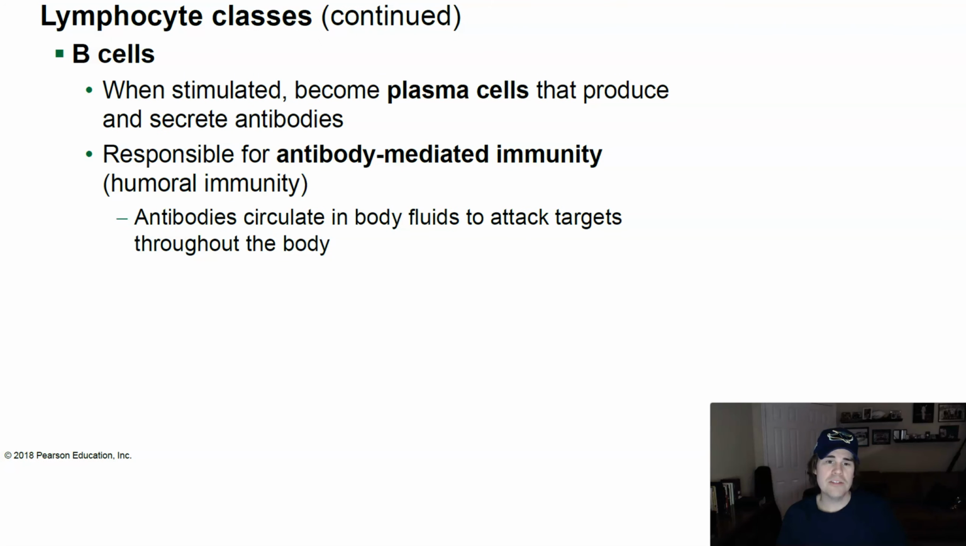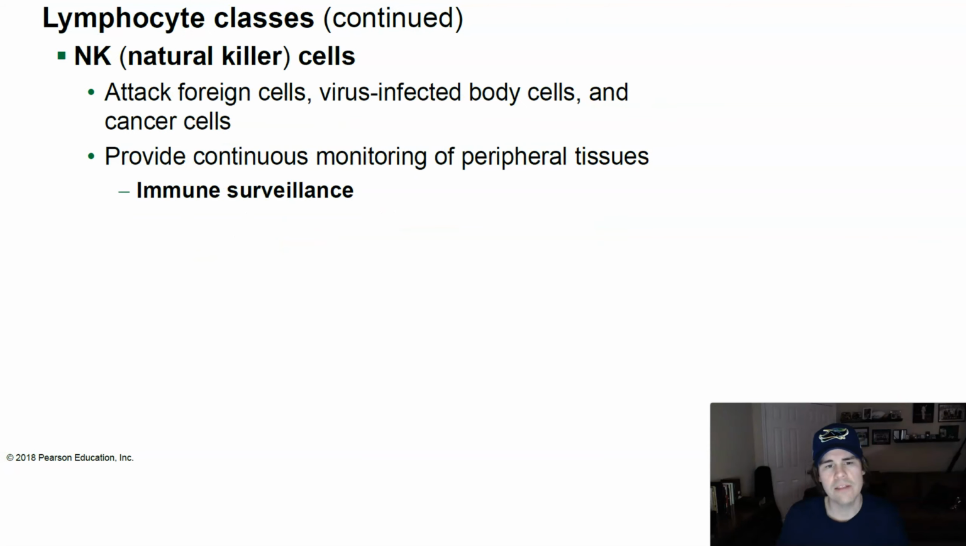As far as B cells go, they become plasma cells that produce and secrete antibodies. Antibodies are proteins that stick to foreign substances. They circulate in fluids to attack targets throughout the body. And then natural killer cells attack foreign cells, virus-infected body cells, and cancer cells. They are constantly monitoring your body. It's pretty crazy that you have a cell inside you called natural killer, but your body doesn't play around. It really is designed to protect you and to help you live, which is great.